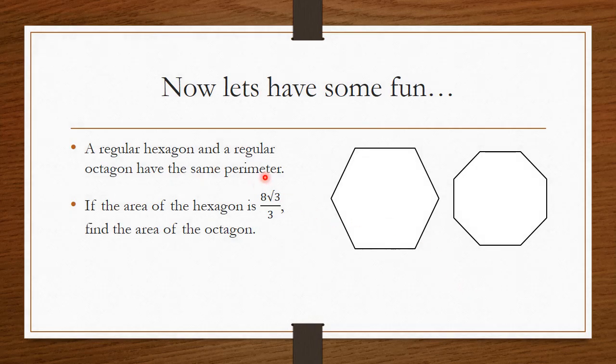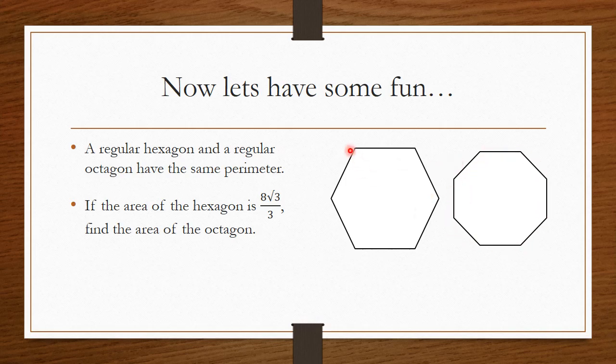So here's a harder problem. A regular hexagon and a regular octagon have the same perimeter. The area of the hexagon is 8 root 3 over 3. Find the area of the octagon. Since they have the same perimeter, the length of these 6 sides is equal to the length of these 8 sides.